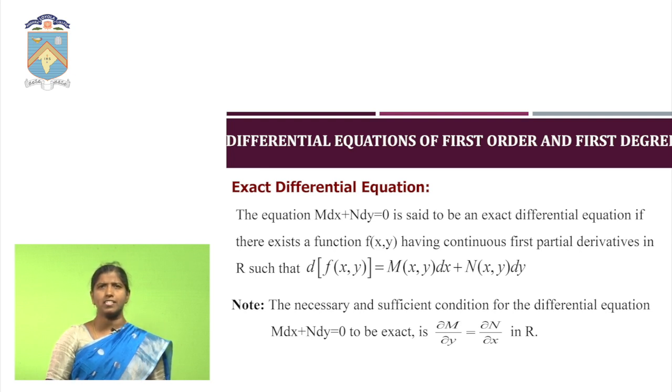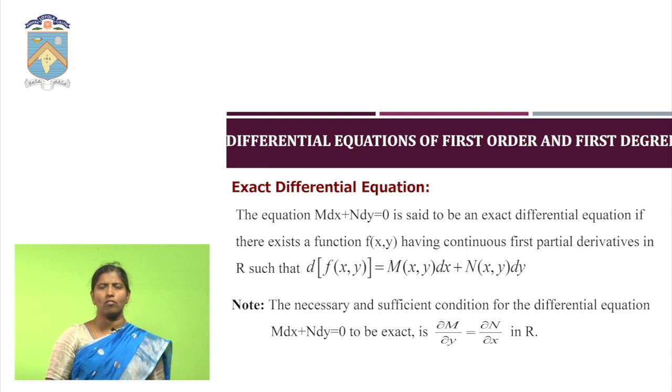The necessary and sufficient condition for an exact differential equation M dx + N dy = 0 is ∂M/∂y = ∂N/∂x, in the set we take, that set is called, here we are taking the set of real numbers. That means ∂M/∂y = ∂N/∂x. When this condition is satisfied, that is called an exact differential equation.